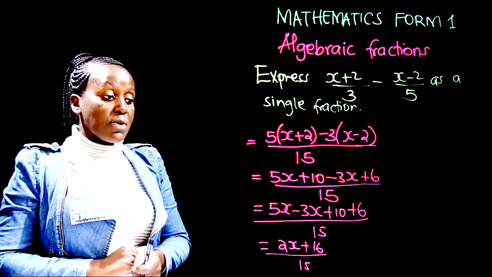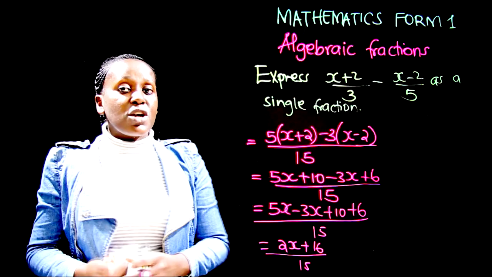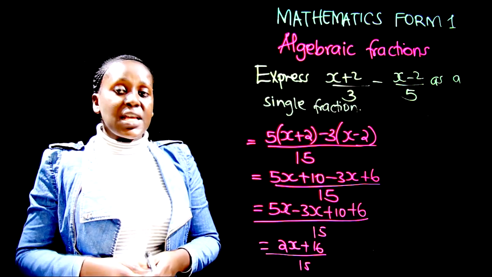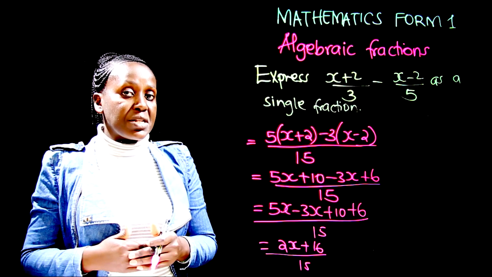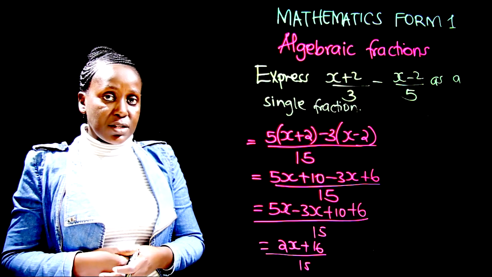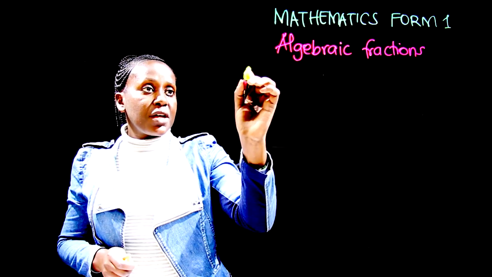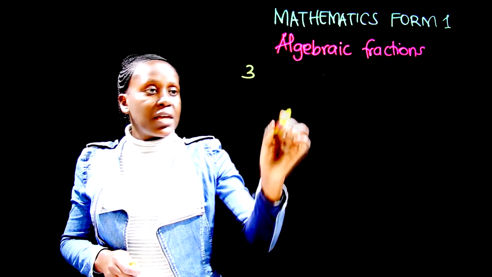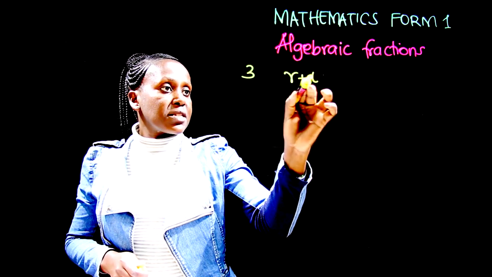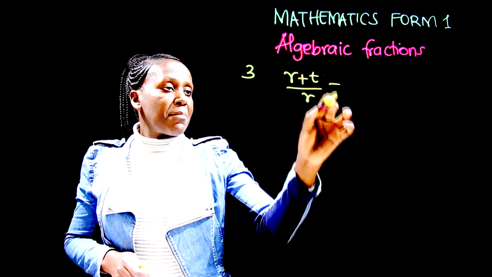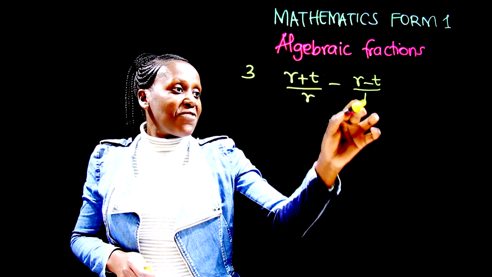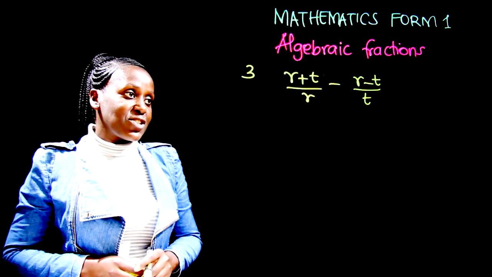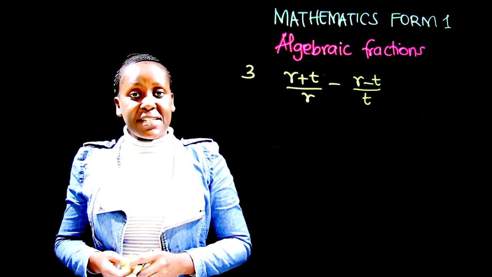Do not forget about that. So now we are going to look at algebraic fractions that have letters in the denominators. How do we go about that? Now, in this example 3, we are going to express r plus t over r minus r minus t over t as a single fraction.